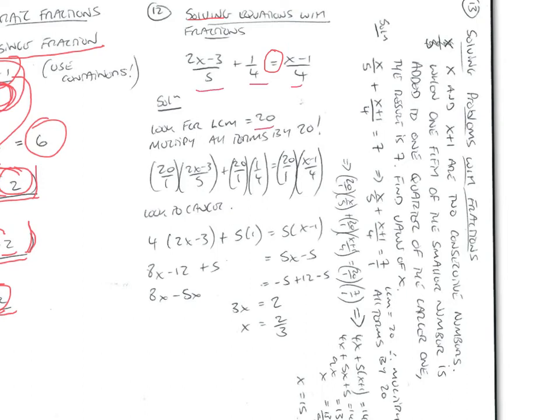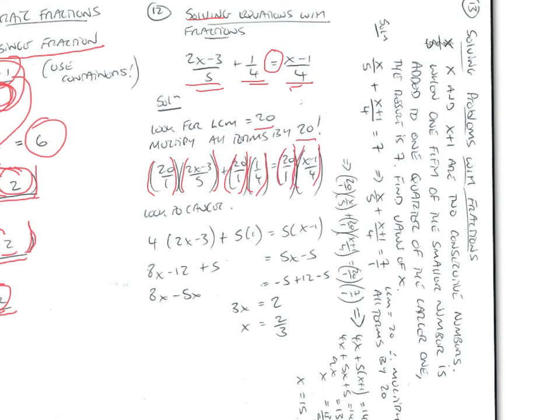There's no balancing gun on here. Sometimes I have to put a 1 under a term if there's no number there. But the lowest common multiple of 5, 4, and 4 is 20. So I'm going to multiply all 3 terms by 20. And I like to put the 20 over 1 times the 2x minus 3 over 5 plus 20 over 1 by 1 over 4 equals 20 over 1 by x minus 1 over 4.